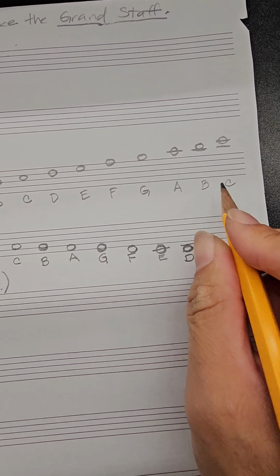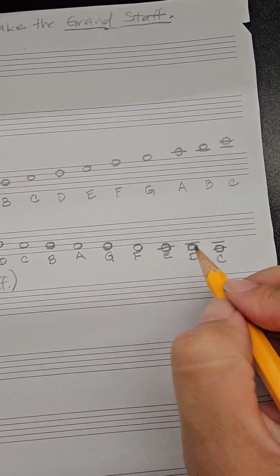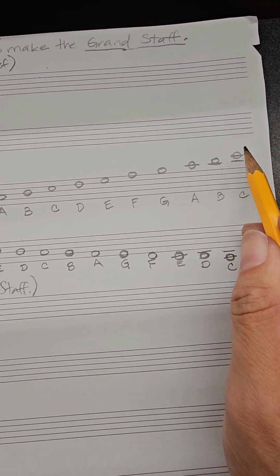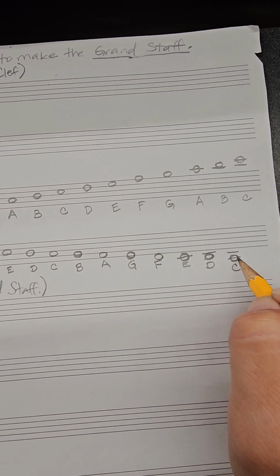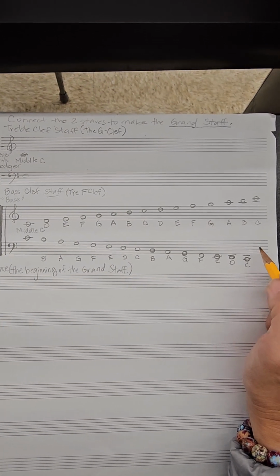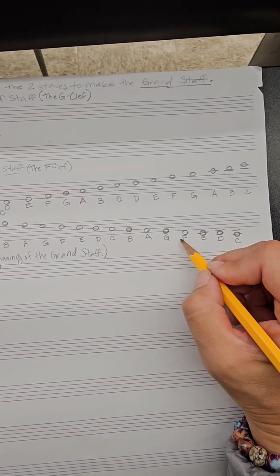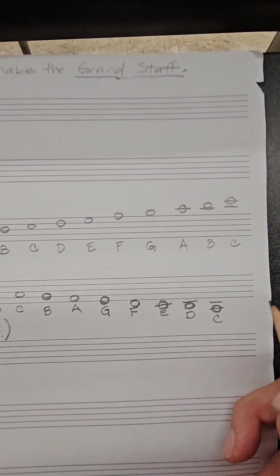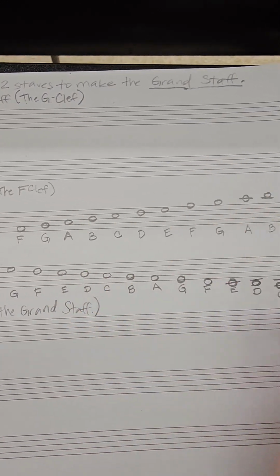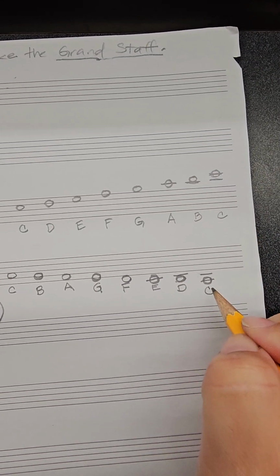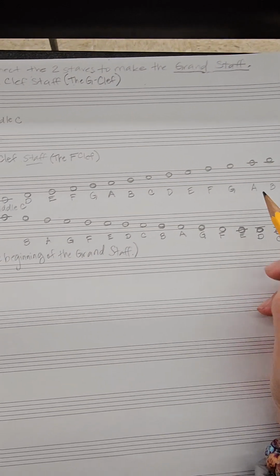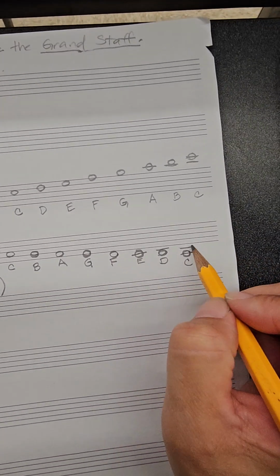Do you see a little bit of a parallel here? The second ledger line above this treble clef is C, but the second ledger line below the bass clef is C? Wow. G, F, E, D, C. Can you say your alphabet backwards? So, two ledger lines above the treble clef, that's a C. Two ledger lines below the bass clef, that's a C.